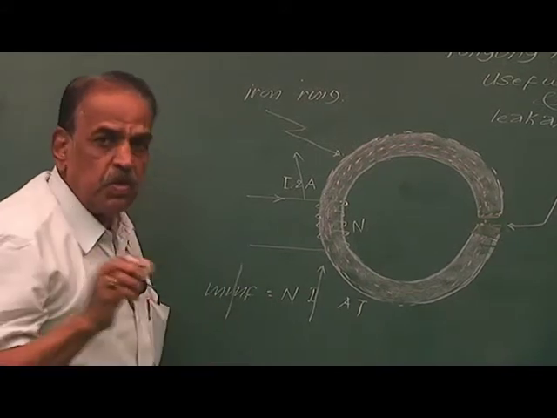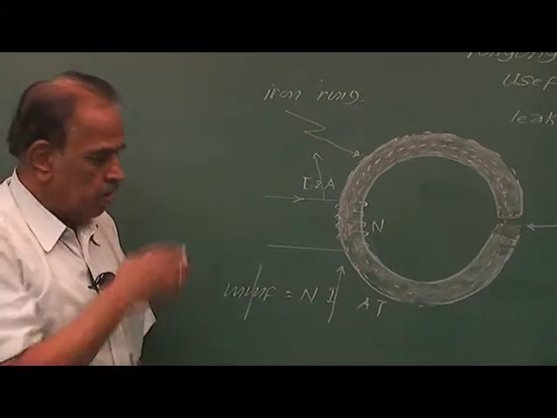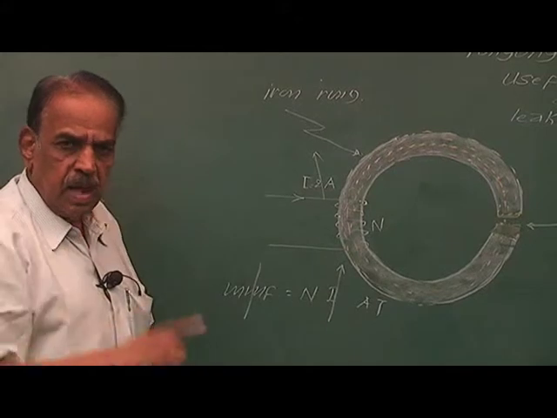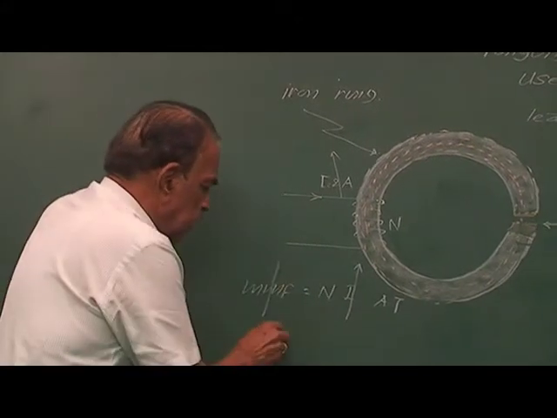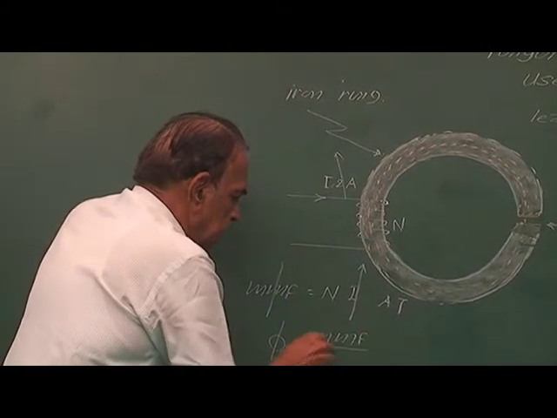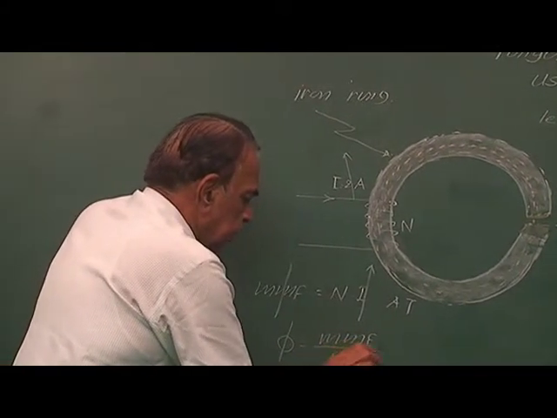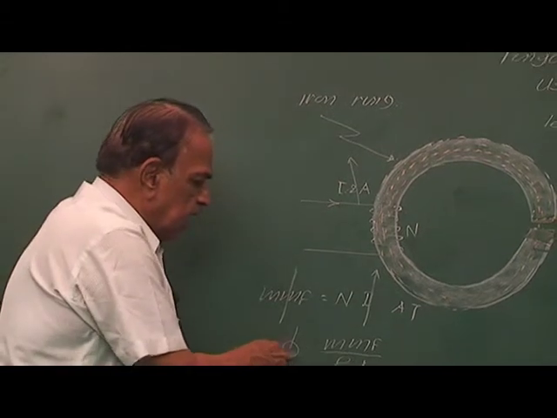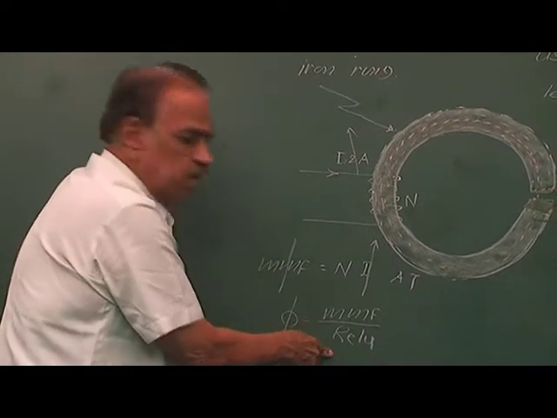MMF is just similar to EMF, that is voltage. So, when current increases, MMF increases. Because of that, what is the value of flux? Flux is given by MMF divided by reluctance. So this equation is just like current equals voltage upon resistance.